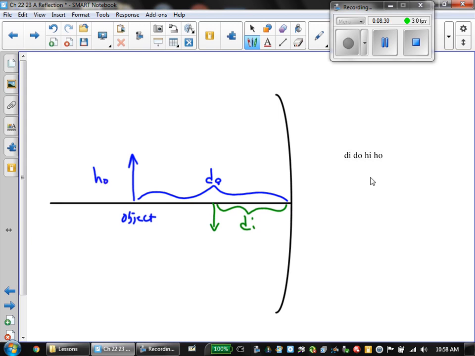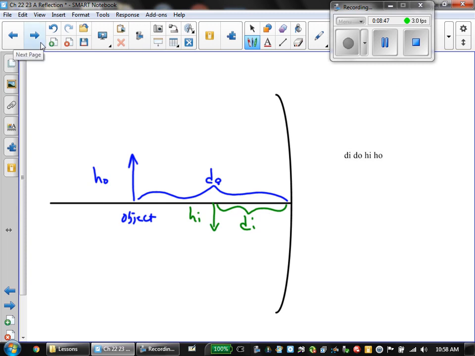So we come up with an equation, we'll talk about a little bit later. It talks about hi-ho-di-do. There's a ratio. The ratio of this height to this distance is the same as the ratio of this height to this distance. So it makes for a very convenient mathematical expression that is very useful.